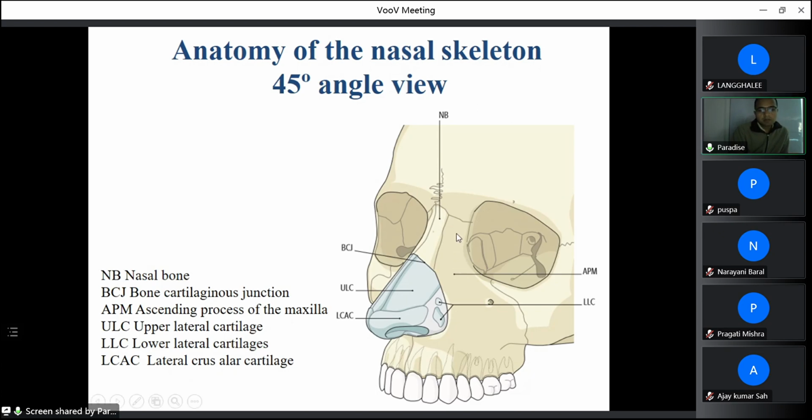This is the ascending process of the maxilla. It is also known as the frontal process of the maxilla or nasal process of the maxilla. This is the upper lateral cartilage. This is the lower lateral cartilage. These two structures are the lower lateral cartilage, also known as the lateral crus of the alar cartilage. These are the cartilages of the nose. So sometimes during nasal bone fracture, the bone fracture may be associated with trauma to the cartilage or fracture of the cartilage as well.